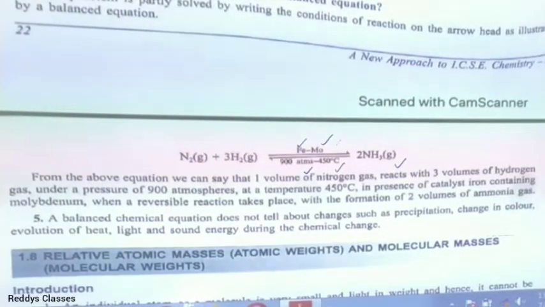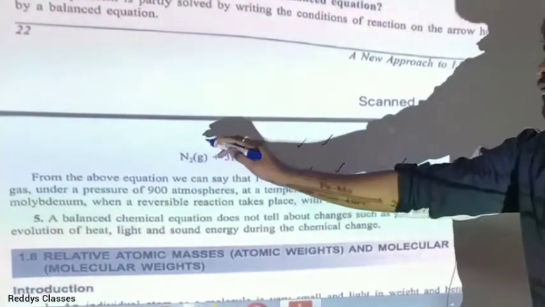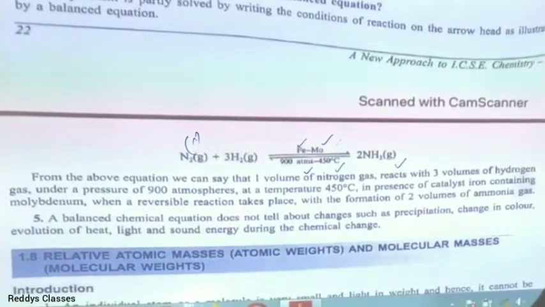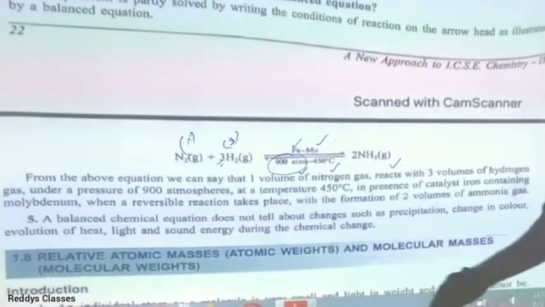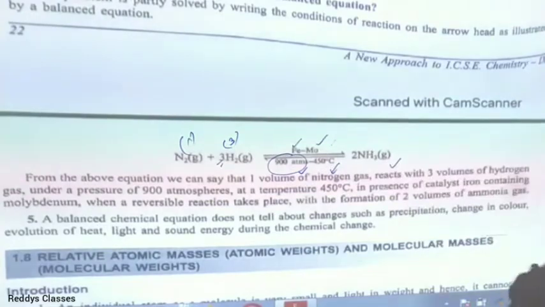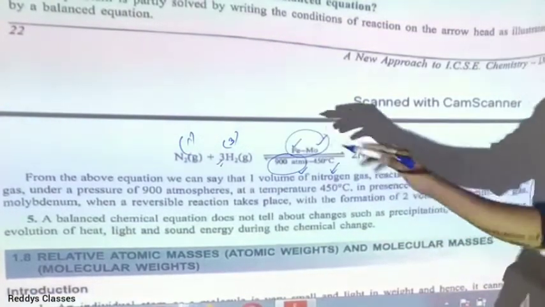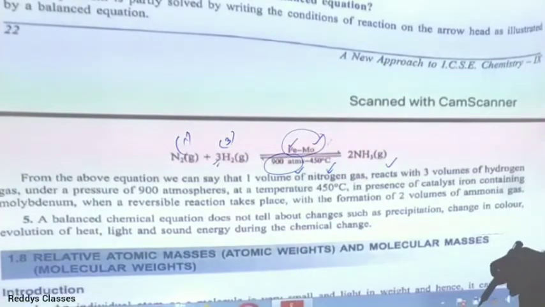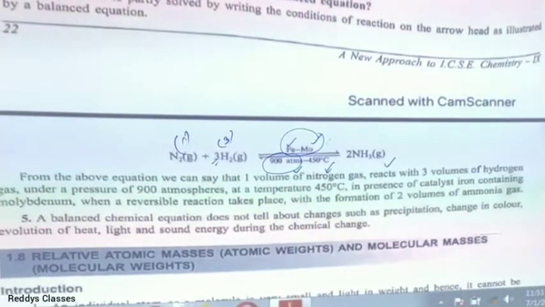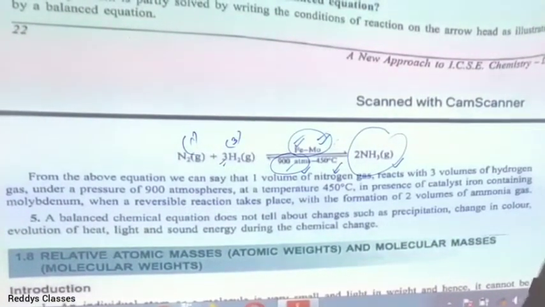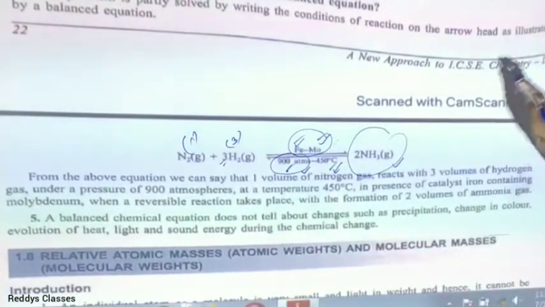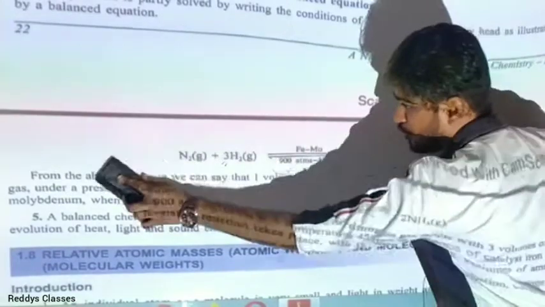So from the above equation we can say that one volume of nitrogen gas reacts with 3 volumes of hydrogen gas under a pressure of 900 atmospheres at the temperature of 450 degrees Celsius in the presence of a catalyst, iron containing molybdenum. Okay, a reversible reaction takes place with the formation of 2 volumes of ammonia gas. See, there are 2 catalysts used. What is the temperature there? 450 degrees Celsius. What is the pressure there? And how many volumes get converted into ammonia? Okay, so here we resolve this also.